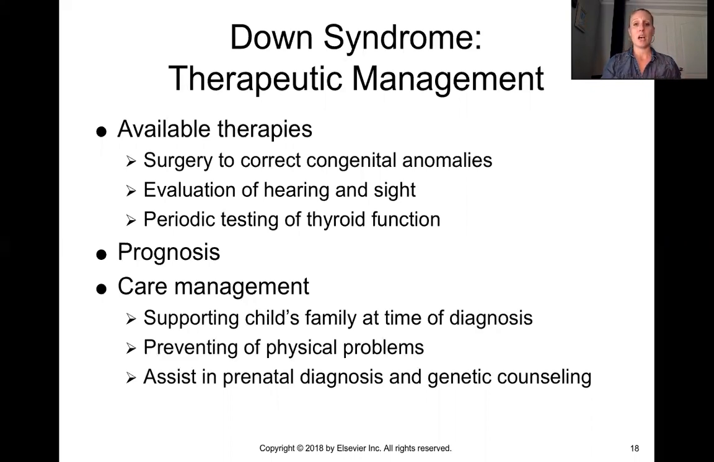We want to give them the systems that they're going to need. So whether that is at that prenatal appointment or whether it's at birth, we want to provide them with as much information as we can. The prevention of physical problems is again along the lines of fixing those congenital problems that might be there, screening for the hypothyroidism and the leukemia.